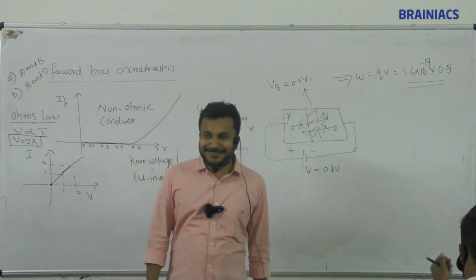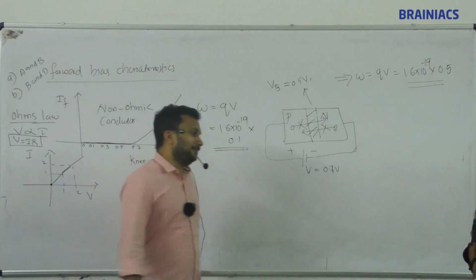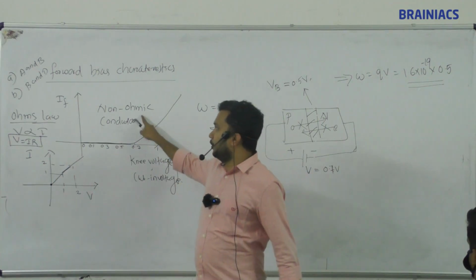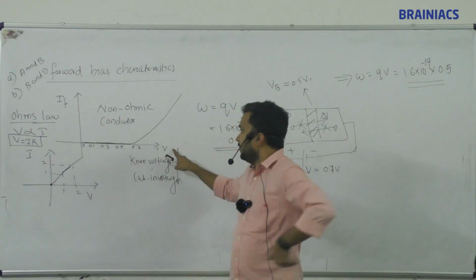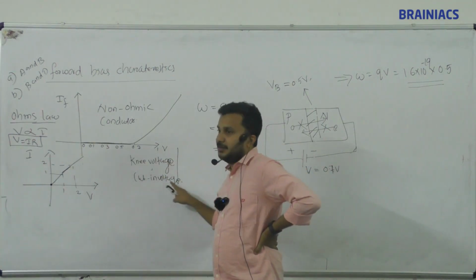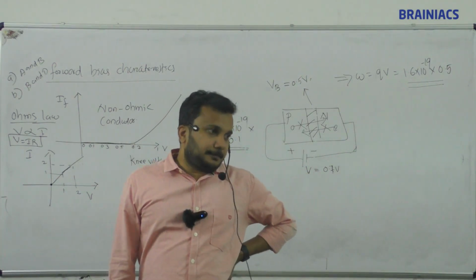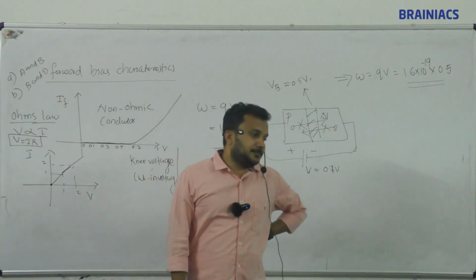Okay, so you have drawn this graph, I hope. Non-ohmic conductor, the I_F versus V graph. The voltage is the knee voltage or cut-in voltage. Below, write point by point. Okay, so below write.